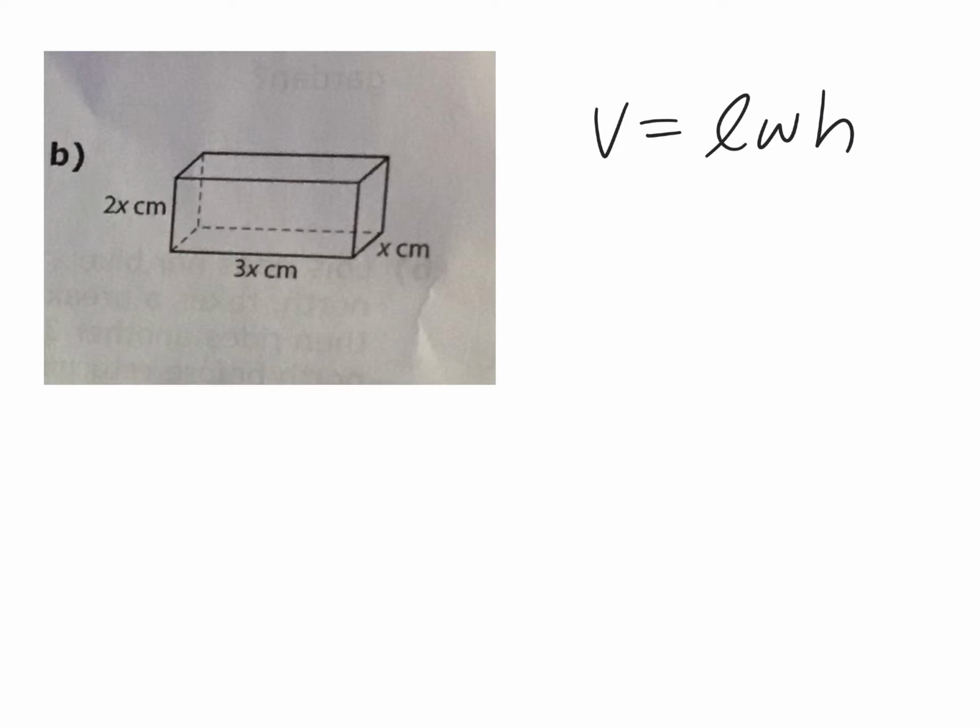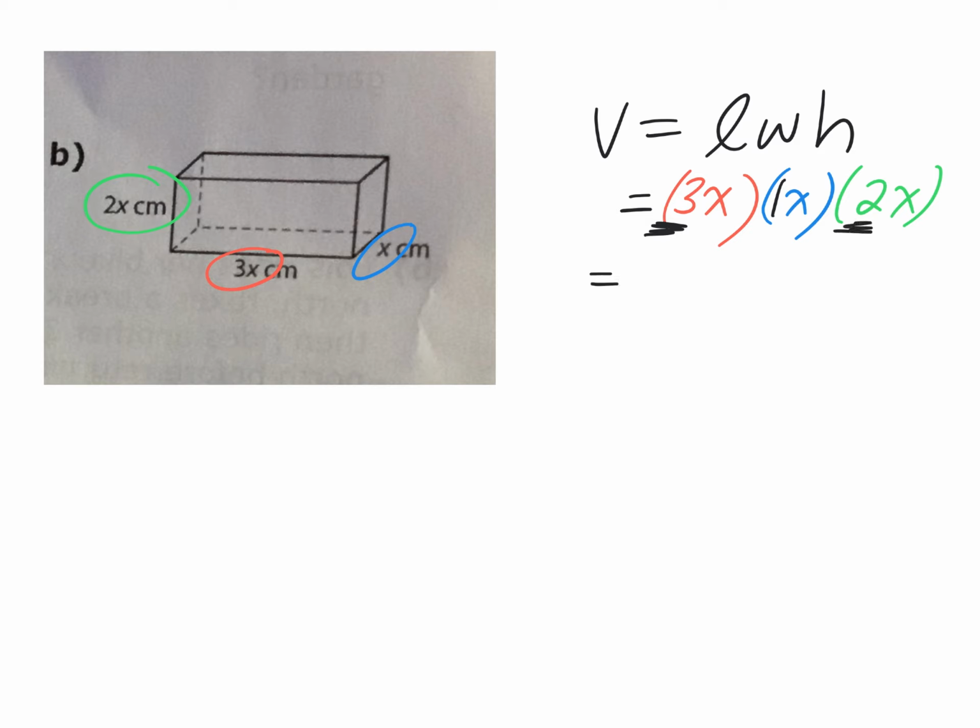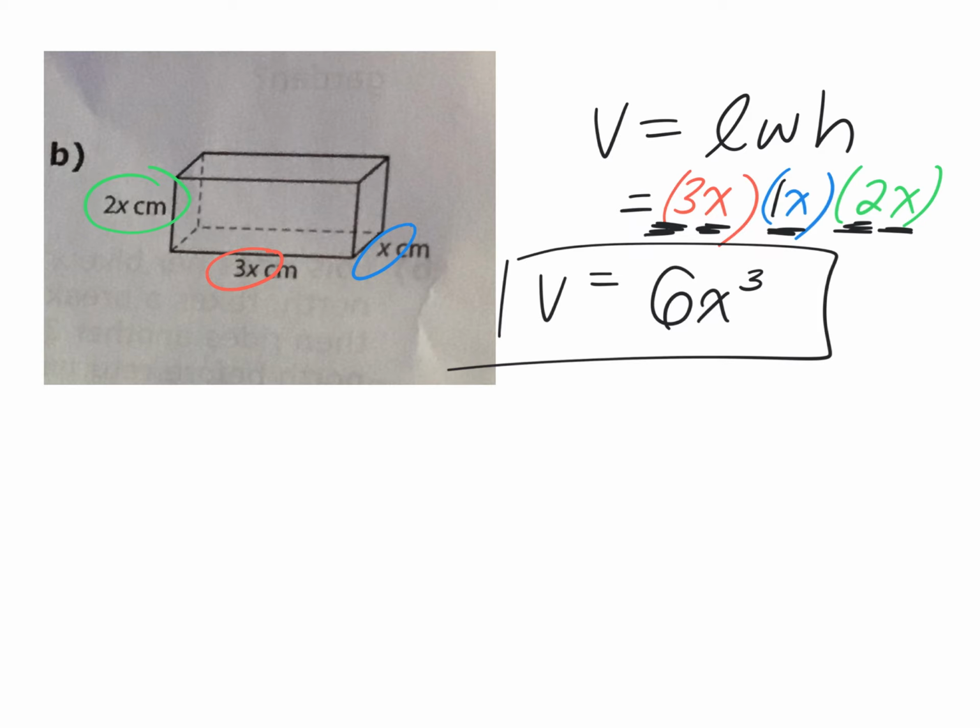Volume of a rectangular prism, length times width times height. Which one's the length? What's the longest side? Natalie? Good. 3x. What's the width? X. And what's the height? Okay, how would we multiply this together? We are multiplying 3 times 1. What's 3 times 1? And then multiply by 2. What's 3 times 2? 6. X times x times x is x to the power of 3. That's the volume. That's it.